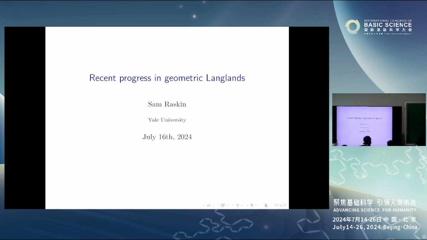Thank you so much for inviting me to be here. This is really a pleasure. I never thought I would get to give a math talk with a view of the Great Wall.